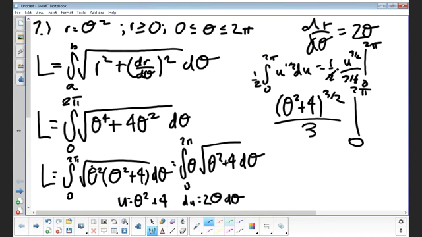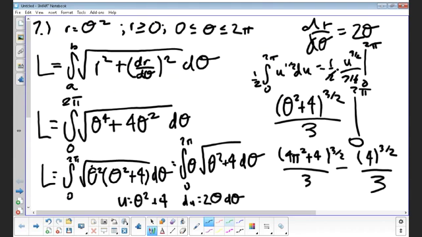Plug this stuff in, we'll have 4 pi squared plus 4, all raised to the 3/2 over 3, minus 4 to the 3/2 over 3. That is the arc length of this curve over the given interval.